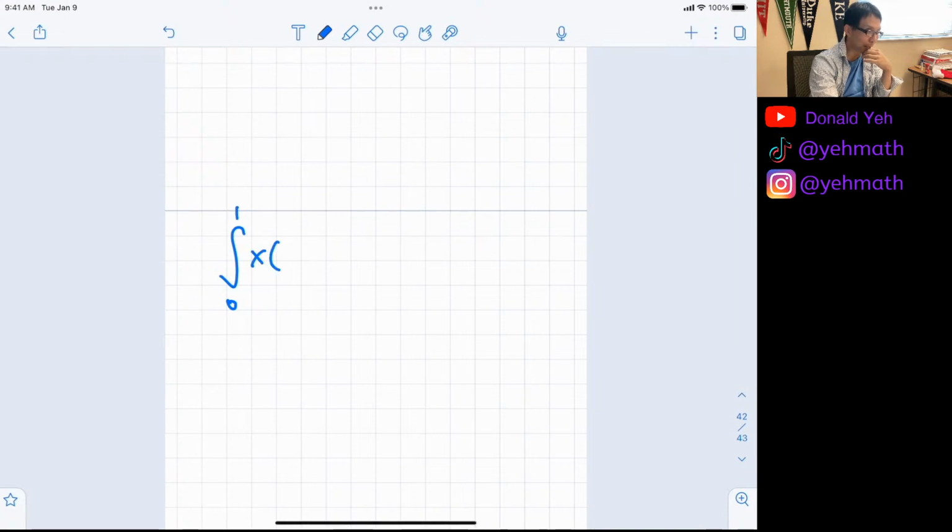Now, this is the first time we do a definite integral with u substitution. And you're going to be like, oh no, how do I do this? It's not bad. So 3 dx. Now, I'm going to mention something.